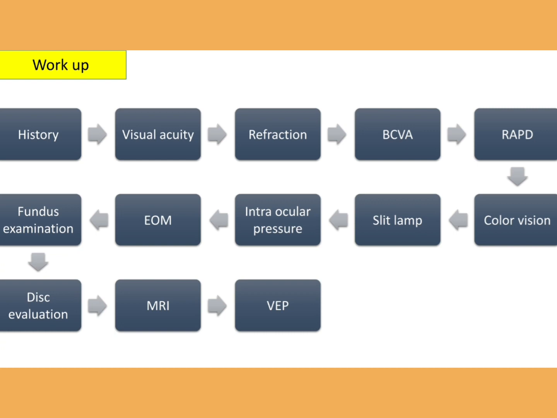Right. After that, do a proper fundus examination and disc evaluation, which is very important in this type of patient. After that, send the patient for MRI to rule out whether it is due to multiple sclerosis or it can be due to neuromyelitis optica or myelin oligodendrocyte glycoprotein. By doing MRI, you will get to know that. After that, send the patient for visual evoked potential.